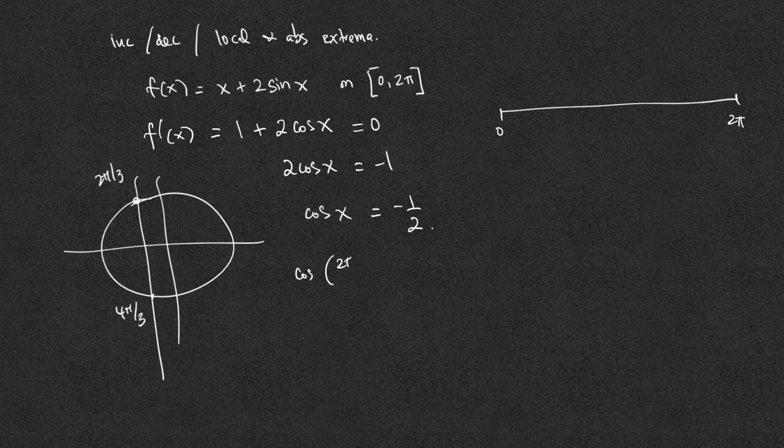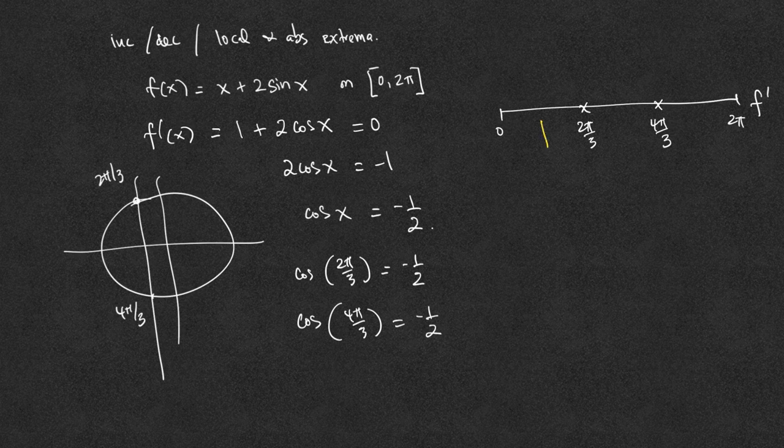Cosine of 2 pi over 3 is negative 1/2, and cosine of 4 pi over 3 is also negative 1/2. These are the two cut points, 2 pi over 3 and 4 pi over 3. They are the critical points in this closed interval. To determine the sign of f prime, we use a test point in each of these intervals.